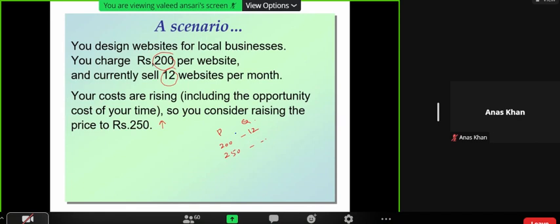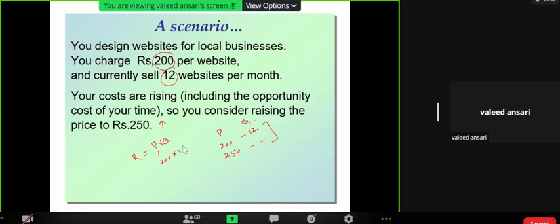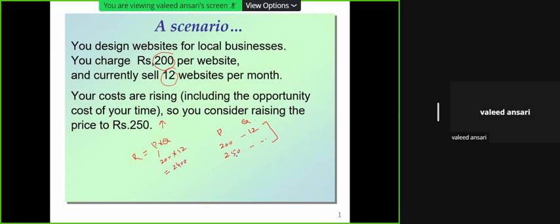So what factor should be considered? For example, if you raise the price, whether it will bring more revenue, because revenue is nothing but price times the quantity sold. For example, price is 200 and quantity is 12, so total revenue will be that product. It may be the case that if you increase the price to 250, this revenue may fall. So that is why elasticity helps us understand this.